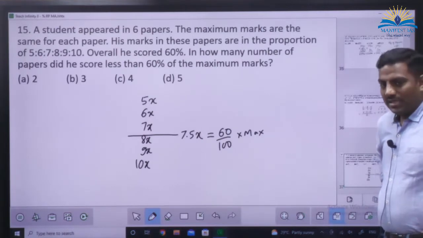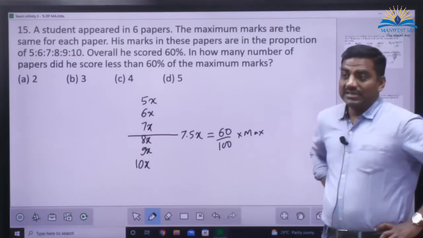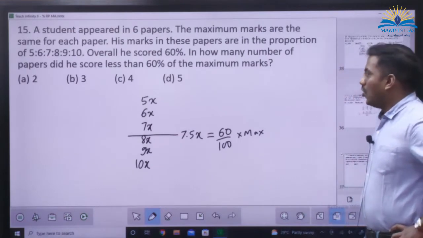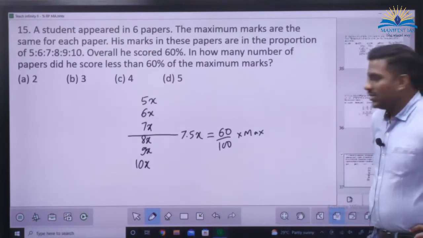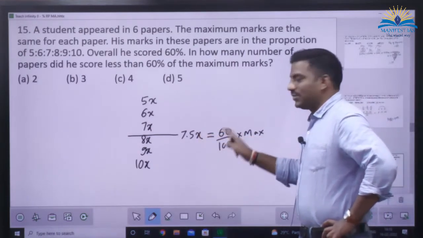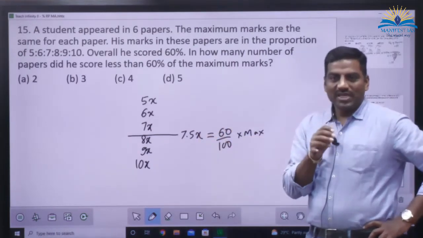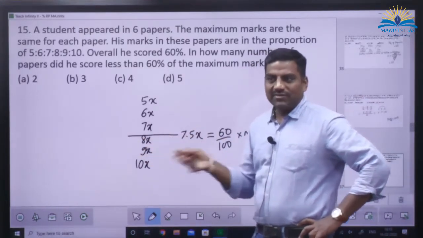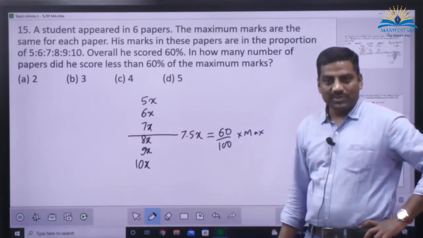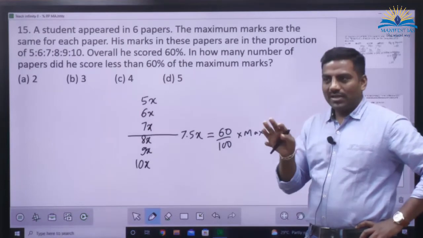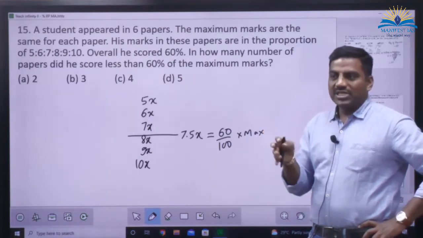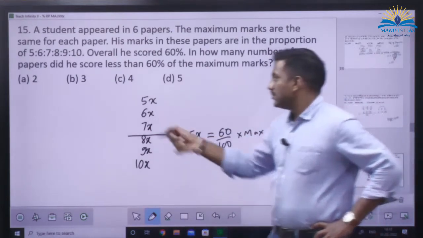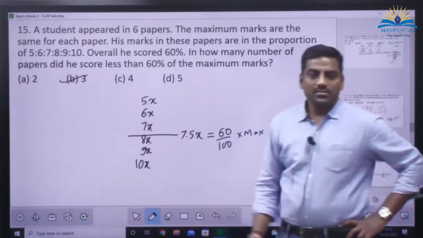Here, they have simply wasted so many lines. They are asking: in how many papers did he score less than 60%? This 7.5x itself is 60%. They are in AP, and the average is here. That itself is 60%, and overall he has scored 60%. So exactly from the middle, how many subjects has he scored less? 3 papers less and 3 papers more. Simple.